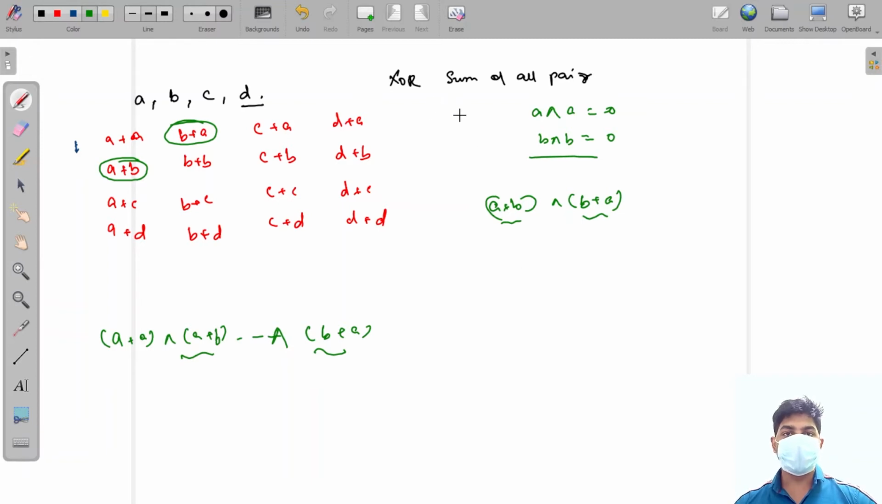From the commutative property of addition, what do we know? That A plus B is the same as B plus A. So these are the same, so their XOR will be 0. So these will cancel out each other, since A plus B XOR B plus A is 0. So there was no point in calculating these two pairs.